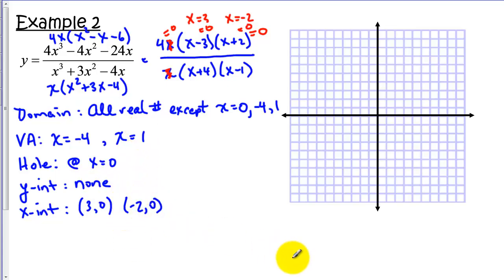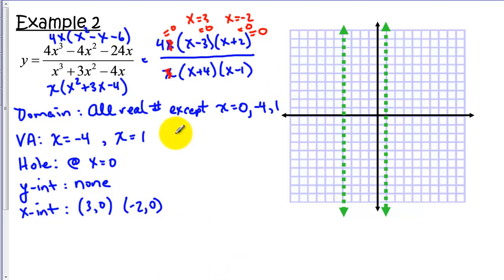So let's put this information that we found algebraically on the graph. Let's draw our vertical asymptotes here at -4 and at +1. And let's put our horizontal asymptote here at y equals 4. Oh, I skipped the horizontal asymptote, so let's go back and fill that in.